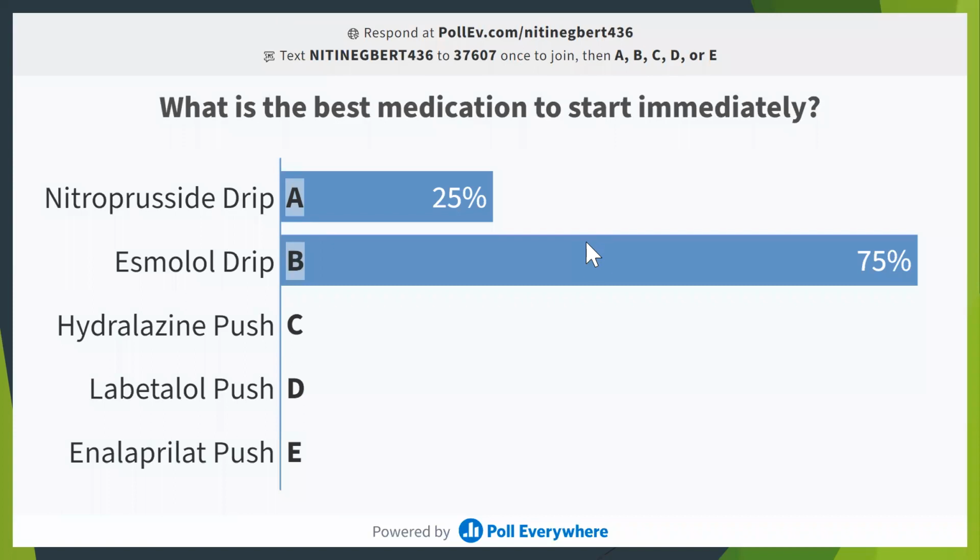Labetalol push is also not wrong. If that's the thing you have on hand, just push labetalol. But esmolol drip is great because you can't overdo it, and you're going to control their blood pressure rapidly and their heart rate rapidly, and take all the stress off that intimal flap.